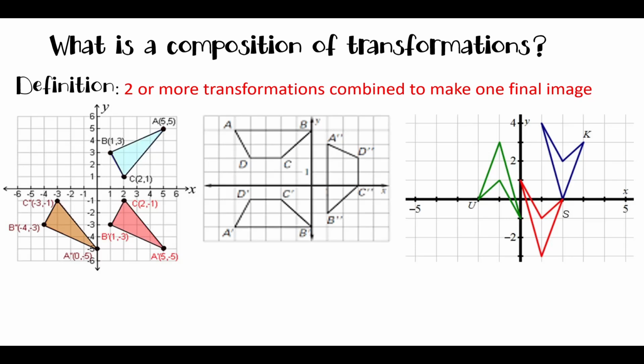So we're starting with the blue image, and the reason why I know that is because my points A, B, and C are labeled with no apostrophes. From there, we must be going from the blue image to the red image because now we have an A prime, B prime, C prime labeled with our ordered pairs. And then from there again, we must be going to the orange image from the red image. So the composition is taking us through all of those transformations.